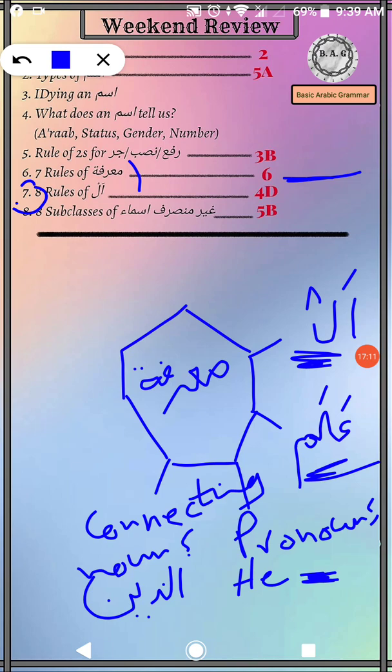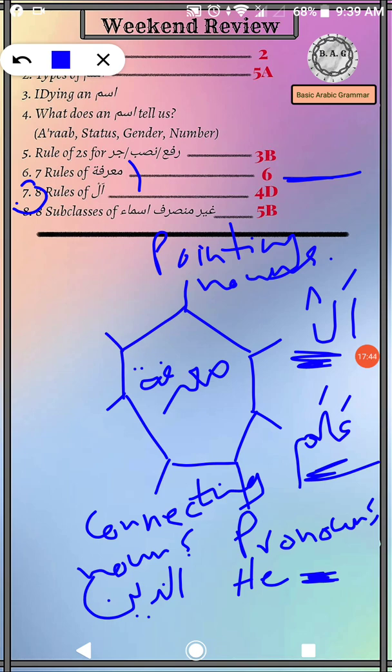The next example is that of your pointing nouns. All the pointing nouns are marfa. So this, that, those, all of these are pointing nouns, and by definition they're all marfa.